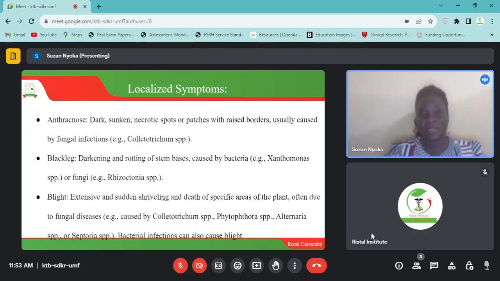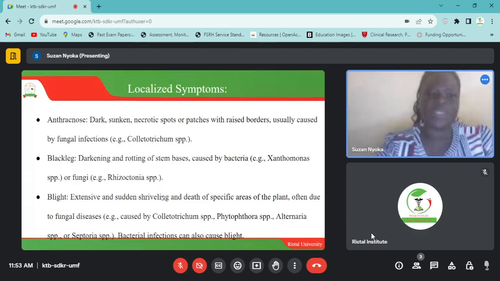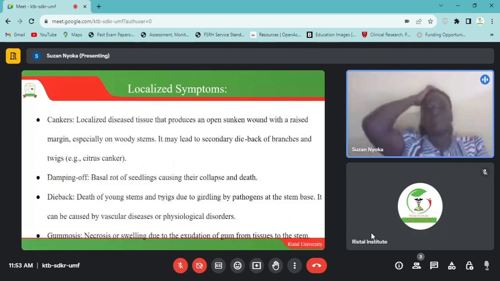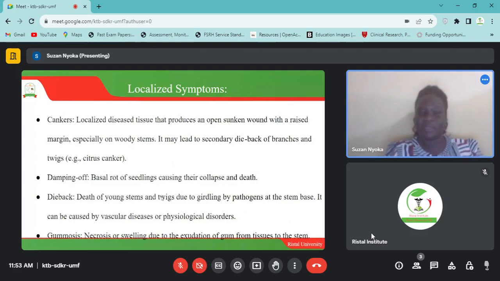However, bacterial infections can also cause blight, not only fungal infections alone. And then next are the cankers, localized diseased tissues that produce an open sunken wound with a raised margin, especially on woody stems. It may lead to secondary dieback of branches and twigs, and damping off of basal roots of seedlings, causing their collapse and death.